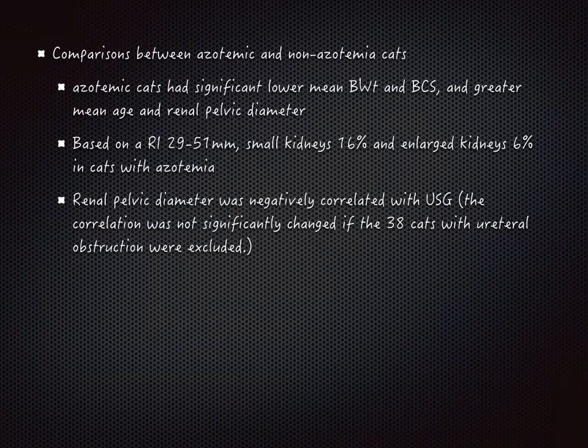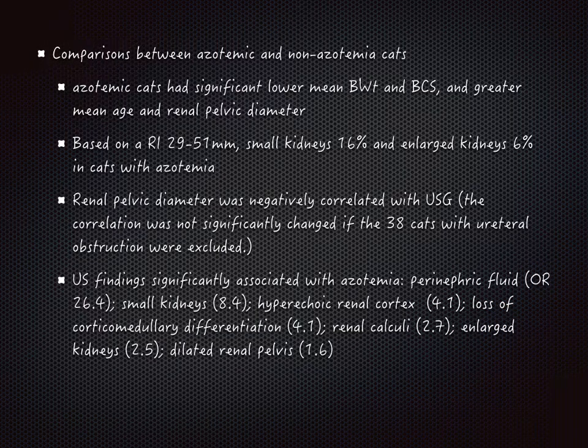Renal pelvic diameter was negatively correlated with USG. If the 38 cats with proven urethral obstruction were excluded, the correlation between pelvic diameter and USG was not changed significantly. Ultrasound findings significantly associated with azotemia were perinephric fluid, small kidneys, hyperechoic renal cortex, loss of cortical medullary differentiation, renal calculi, enlarged kidneys, and dilated renal pelvis.